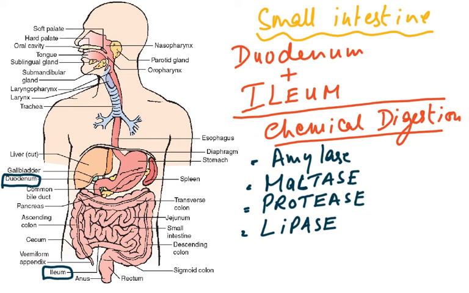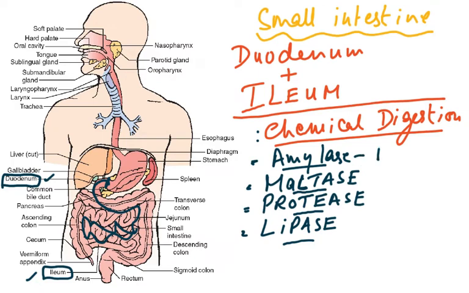Now coming to the heading of small intestine. The small intestine is made of the duodenum, which is the first part of the small intestine, and then it continues into the ileum. So the duodenum and ileum make up the small intestine, and here we're only going to talk about chemical digestion. We have 4 enzymes to talk about: number 1, amylase; number 2, maltase; number 3, protease; and number 4, lipase. All these enzymes work in the small intestine.